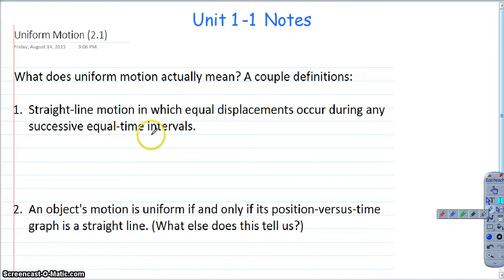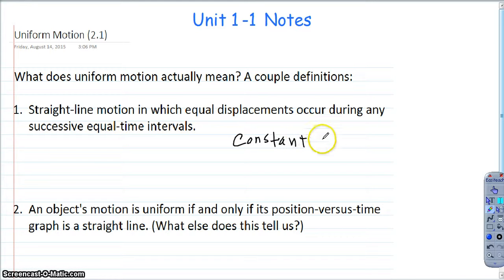So anyway, what does uniform motion actually mean? A couple different definitions here, so probably good things to go ahead and make a note of if you would like to. Uniform motion, we did talk about uniform circular motion last year, but this is just in general. So uniform motion is straight line motion in which equal displacements occur during any successive equal time intervals. Right? So what does that really mean for us? Well, that means that if we're covering equal displacements and equal time intervals, we're moving at a constant velocity, right?